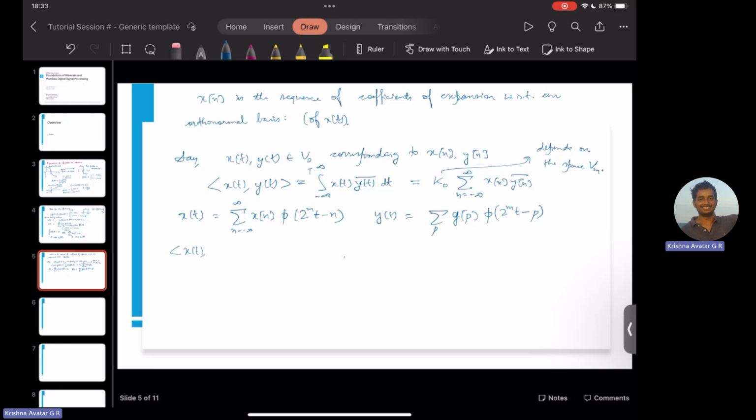Here x, and then we have the summation from minus infinity to infinity of x of n phi of 2 to the m t minus n. Then we have the summation over n, and the other summation will be over p.